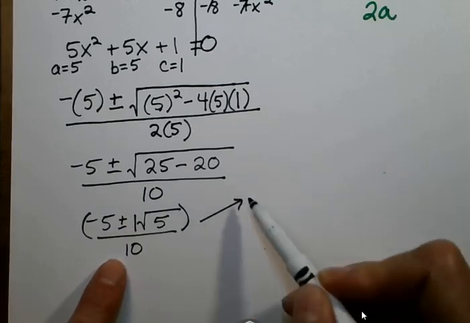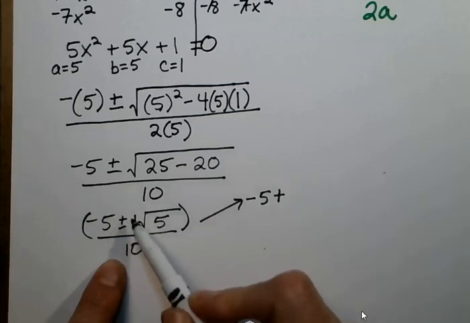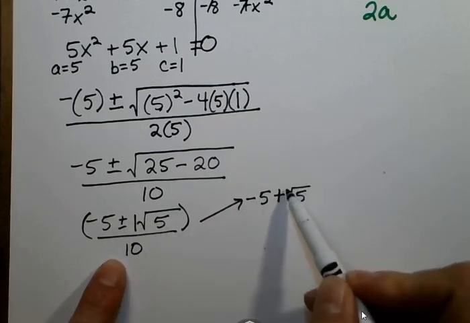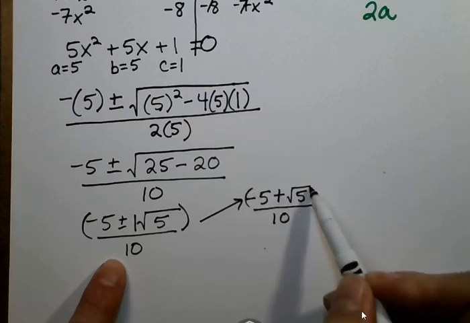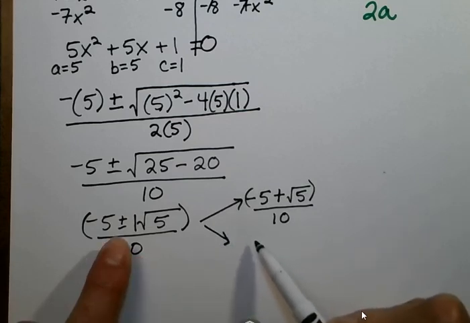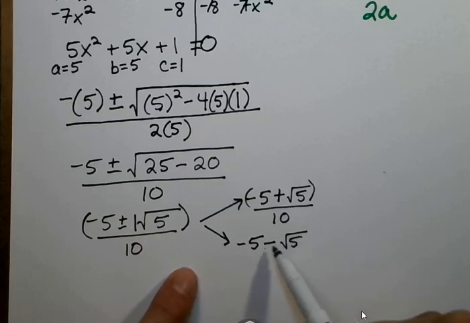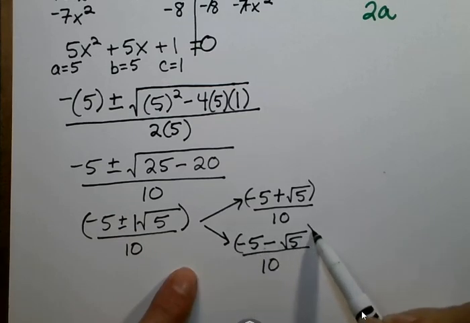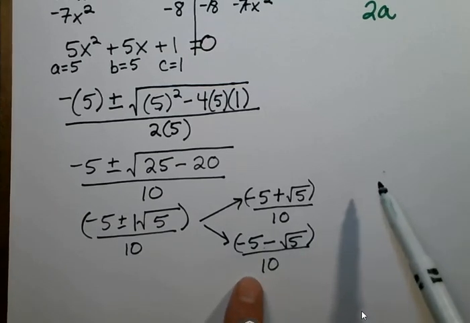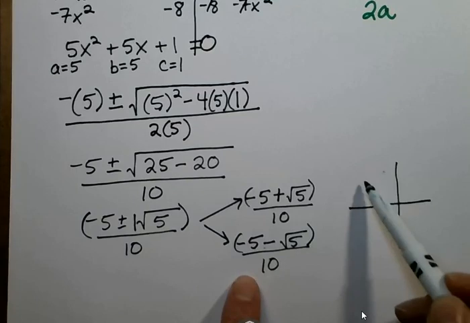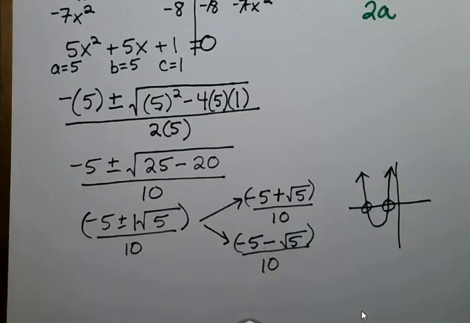So this is going to end up looking like this. Negative 5 plus, we're using the plus here, root 5. You don't have to put the 1 there. You can if you want. All divided by 10. And then this over here, the other answer is negative 5 minus the root 5 all over 10. Okay, so those two are the zeros, or the locations where the parabola crosses the x-axis. So those are the values that we have found.